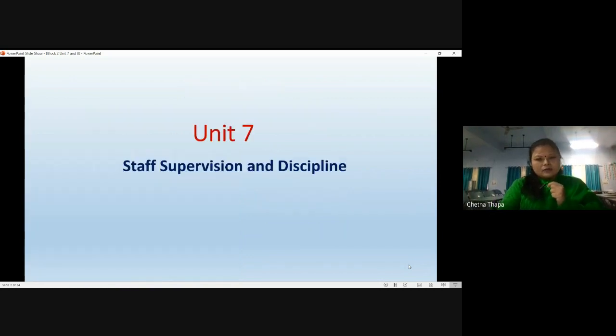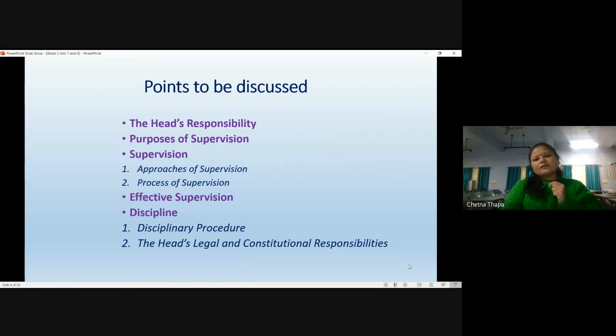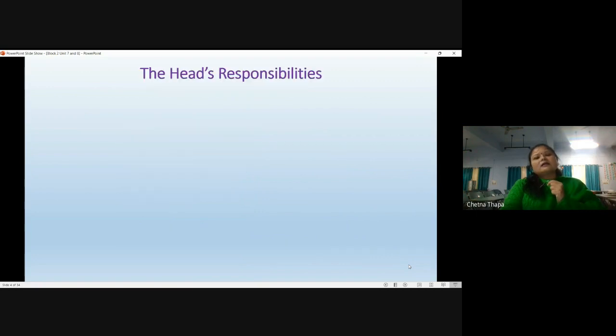Now I'll proceed with Unit 7, that is Staff Supervision and Discipline. In this unit, we will be discussing various points: the head's responsibility, the purpose of supervision, the approaches of supervision, the process of supervision, what is meant by effective supervision, what is disciplinary and what are the disciplinary procedures, and the head's legal and constitutional responsibilities. So let's begin with Unit 7. We'll discuss the head's responsibility.